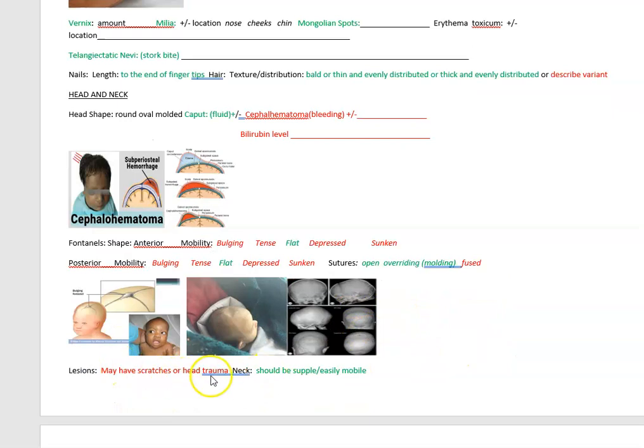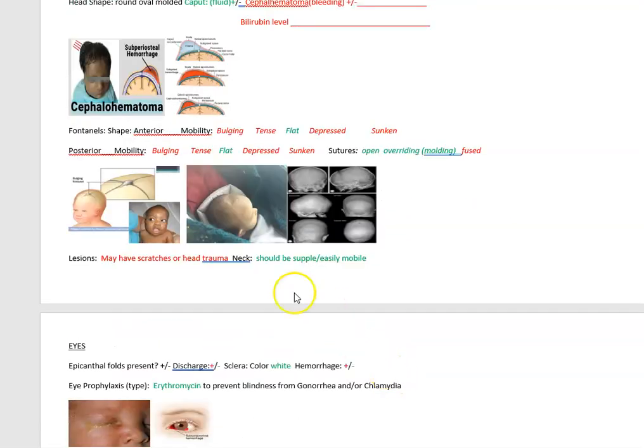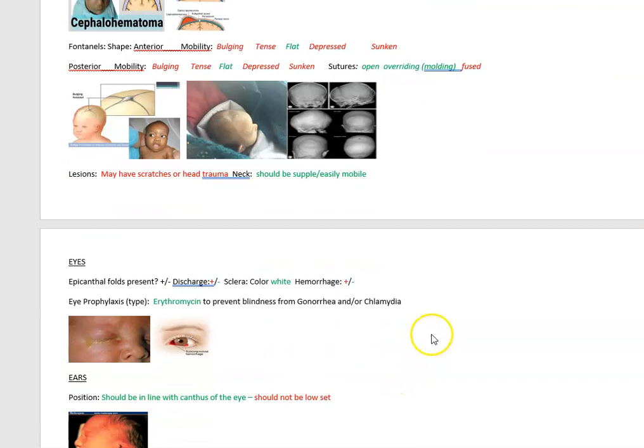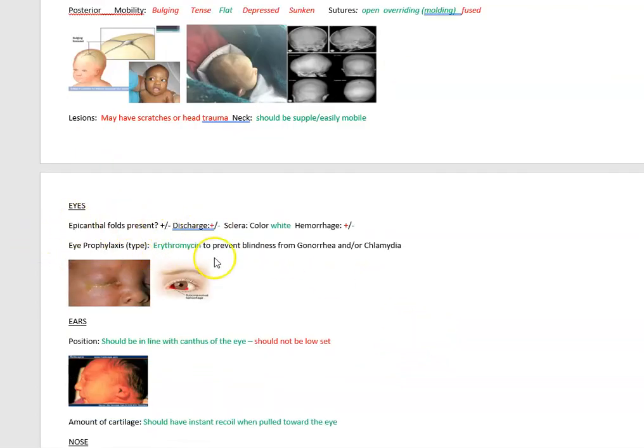Baby can have scratches on their head or trauma. We need to always look at that. The neck should be supple and easily mobile. Epicanthal folds, which are little tiny pieces of skin that cover the lacrimal duct right here, are very common in Asians.